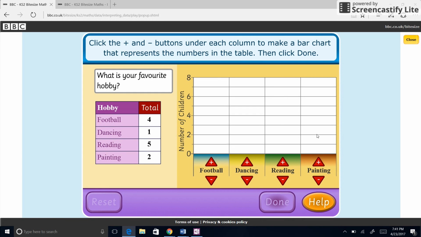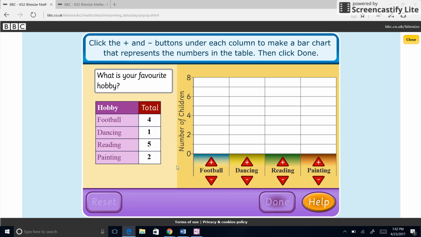Next, when we look at the bottom over here, we see the four different choices that the students were given, and they picked which one was their favorite hobby. Let's look at the left side of our bar graph right here, and it says the number of children. It only goes up to 8, but there were 12 students who were questioned.